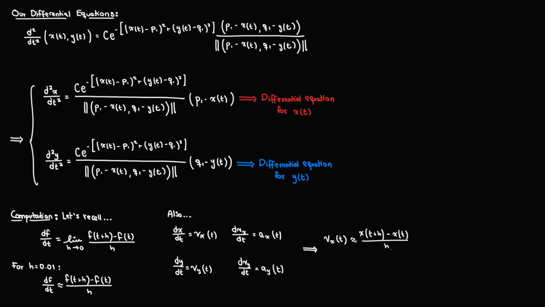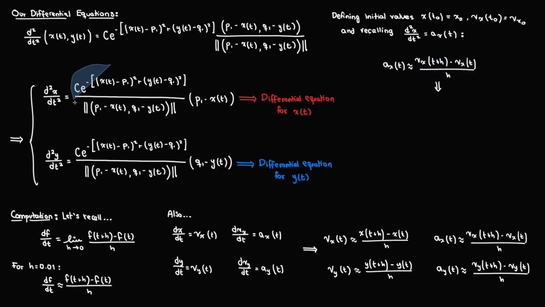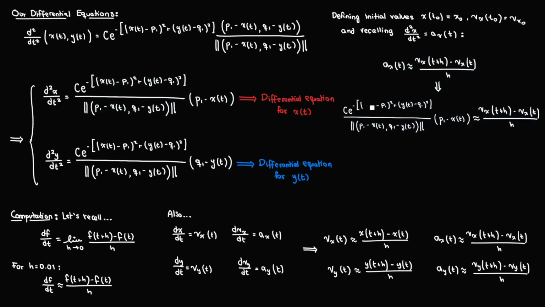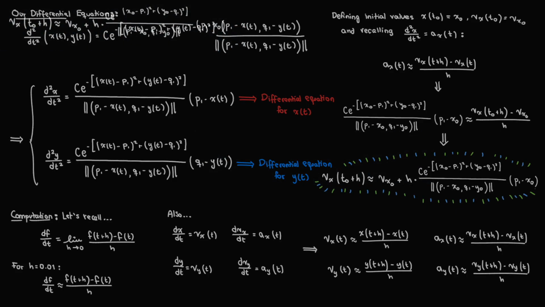Here, Vx and Vy represent the velocities of the x and y coordinates respectively. Likewise, Ax and Ay represent the accelerations of the x and y coordinates. By assigning arbitrary initial values for x(t0) and Vx(t0) and rearranging some terms, we can approximate the velocity of the x-coordinate at t plus h. The same process is applied to approximate the velocity of the y-coordinate, as well as the position coordinates x(t0 plus h) and y(t0 plus h).